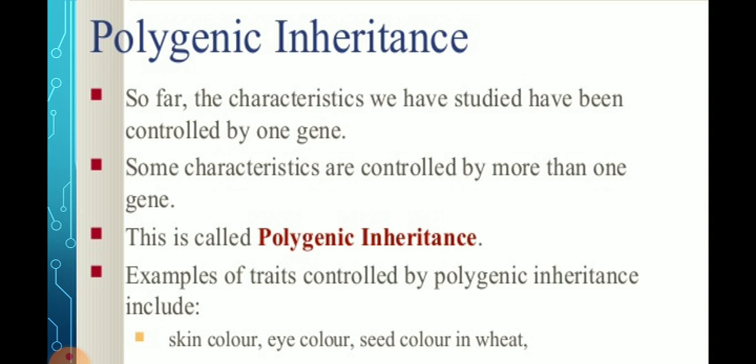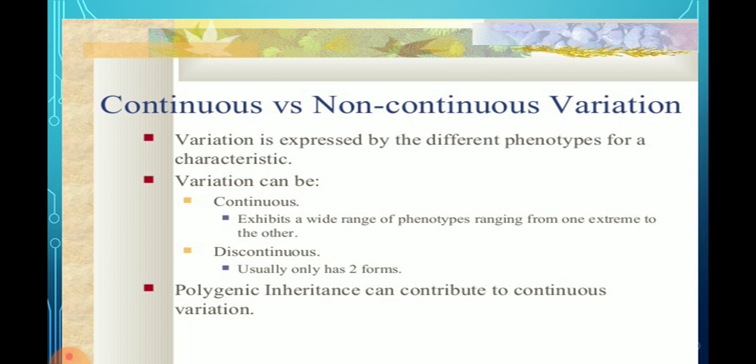So the polygenic inheritance is actually continuous variation. Continuous or discontinuous variations are the differences in the traits. If the variations are expressed by different phenotypes for a characteristic, we see the variations in the phenotypes as continuous when it exhibits a large range of phenotypes ranging from one extreme to another.